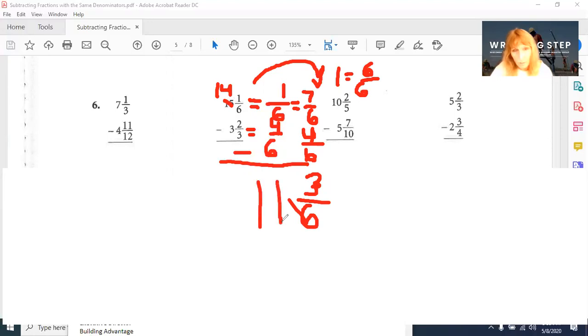And 3/6. However, I'm still not done. I can reduce 3/6. So it becomes 11, and I'm sure you can tell 3/6 when you reduce it is 1/2. So the final answer to that is 11 and 1/2. Okay. So give those a try at home. See if you can get all the answers correct. Let's go on from there.